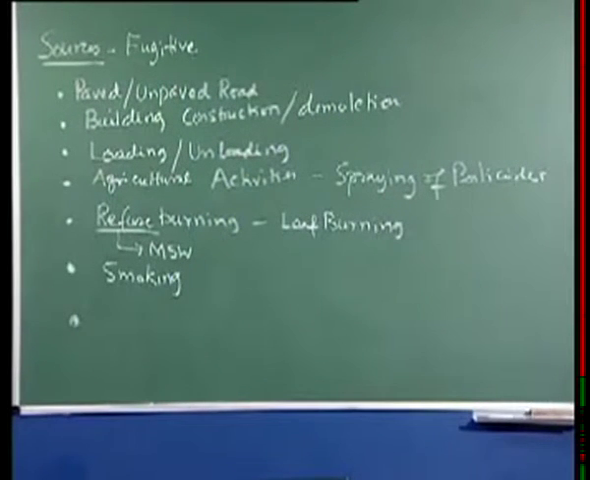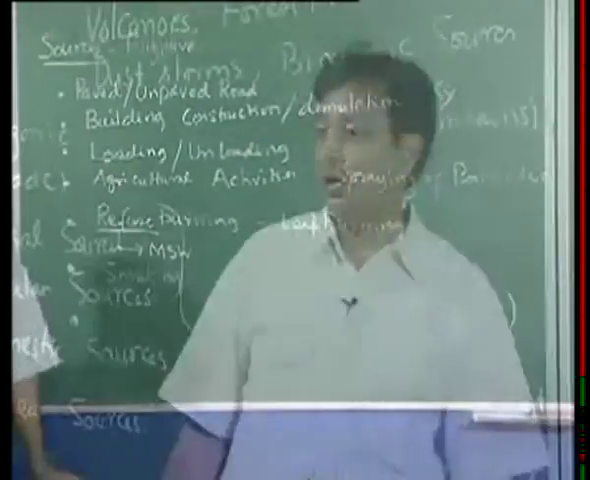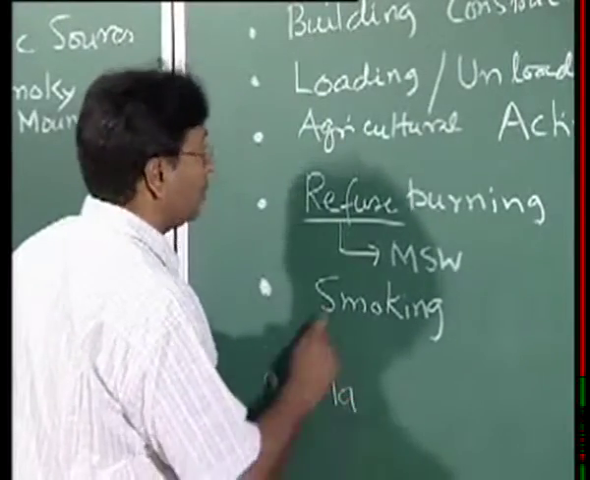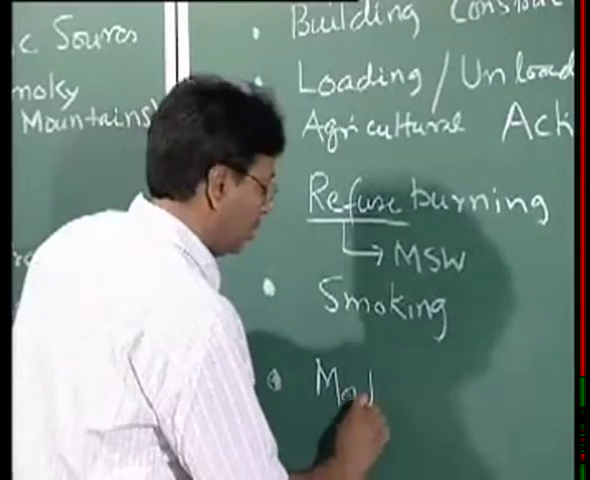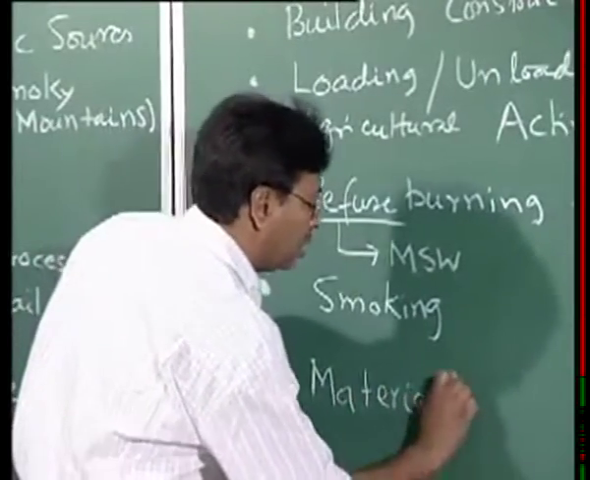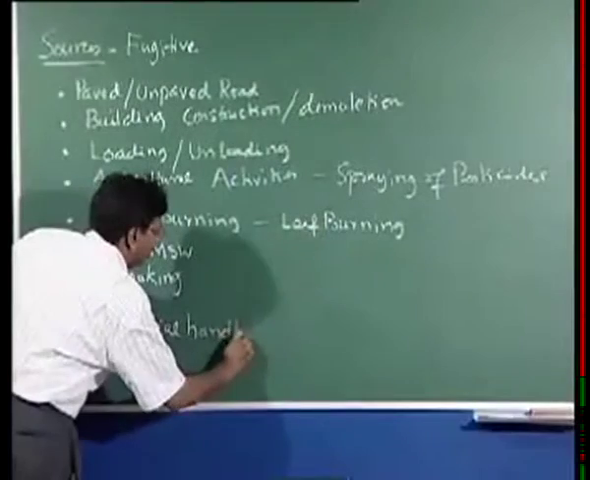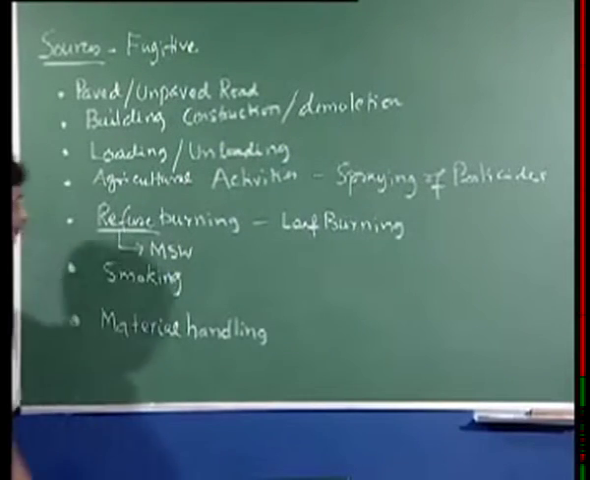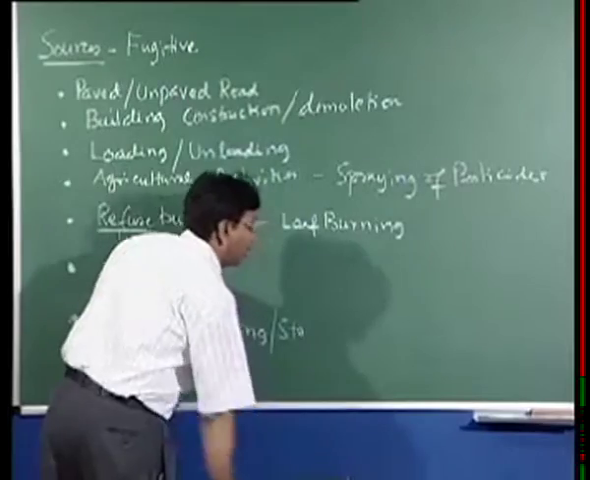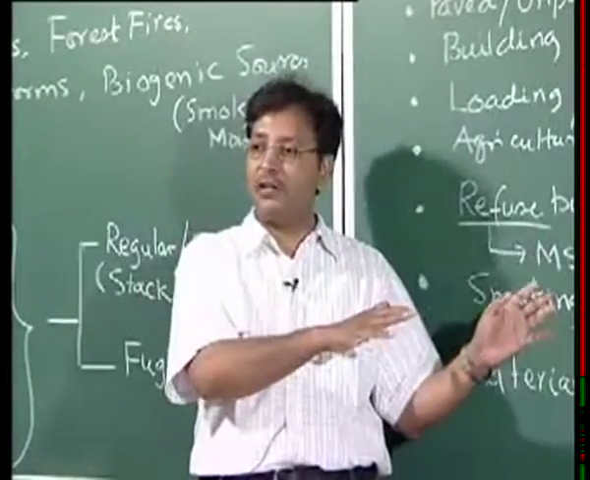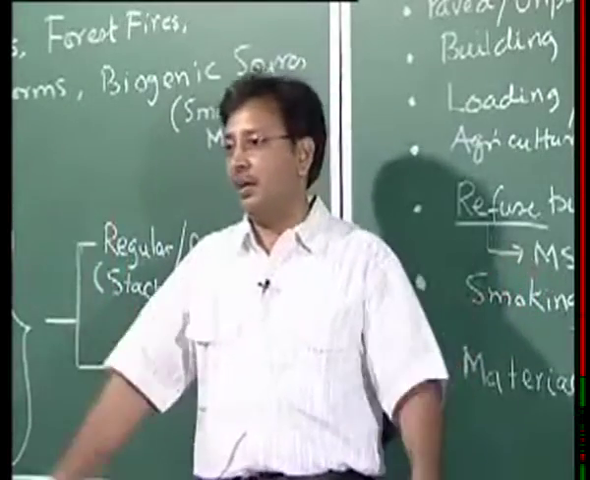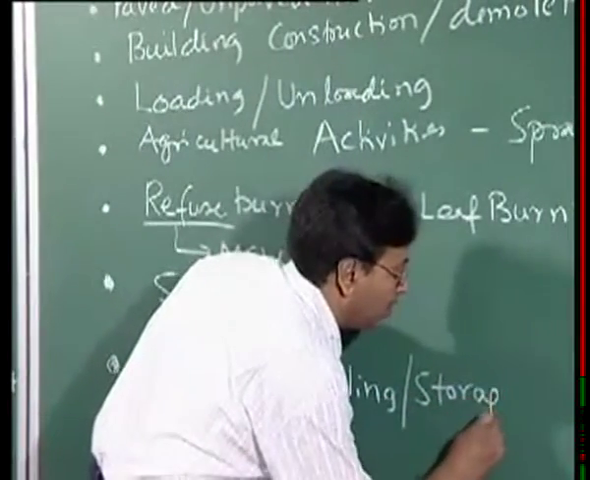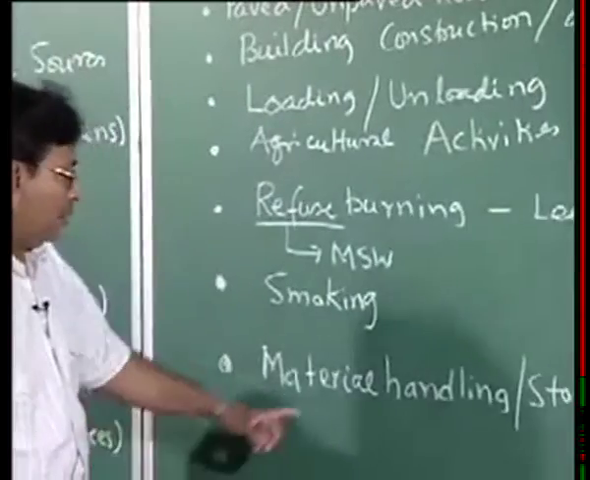Okay, if you go in the industrial plant, material handling, well, to some extent we cover that in loading and unloading, but material handling can be a serious fugitive emission. Not only material handling, even material storage. What I mean by storage is that suppose you are storing coal dust, the coal which you are going to fire somewhere, and the conditions are like summer, lots of wind, and you will see a lot of coal being emitted in the air. So even storage can be a major issue.